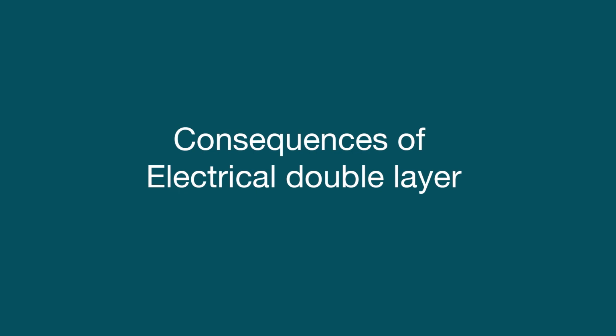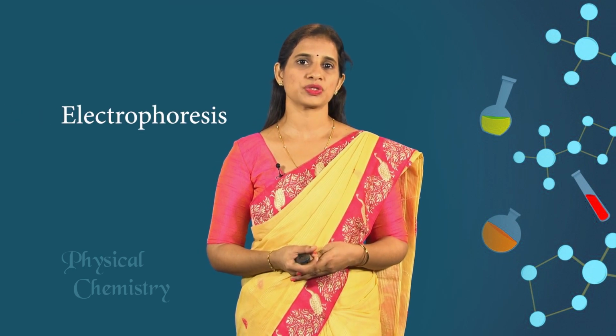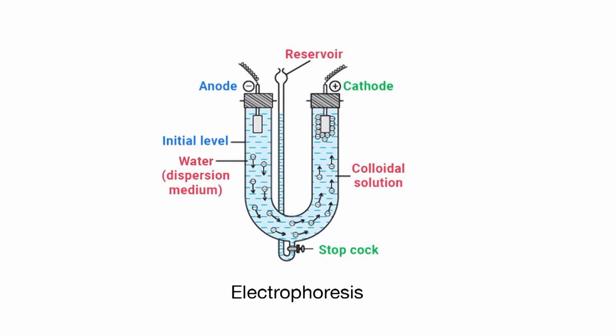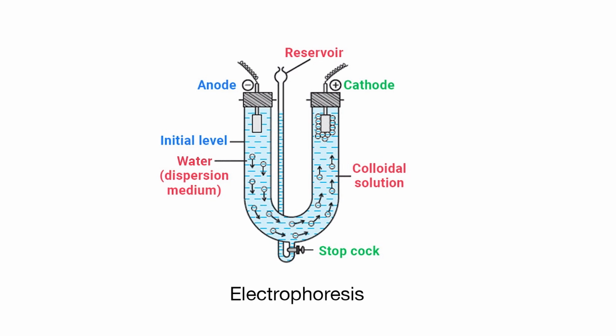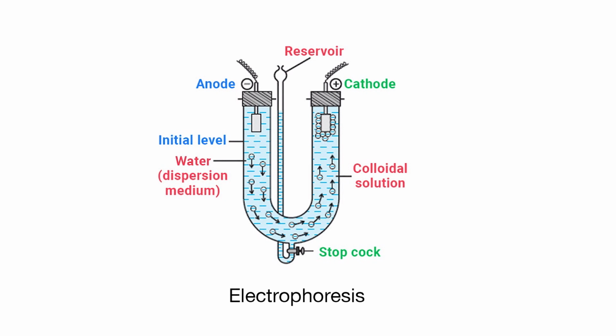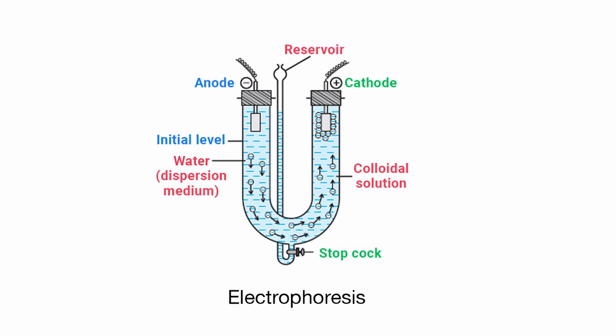Next, I am moving on to the consequences of the electrical double layer. Two electrokinetic phenomena observed as a result of the electrical double layer are electrophoresis and electroosmosis. First one is electrophoresis. When a colloidal solution is placed in an electric field, the electrically charged colloidal particles migrate towards the oppositely charged electrode. This phenomenon is called electrophoresis.